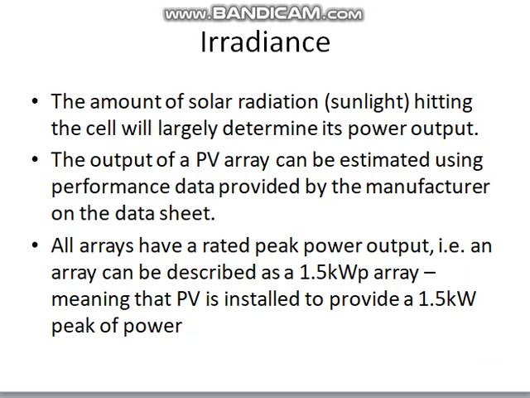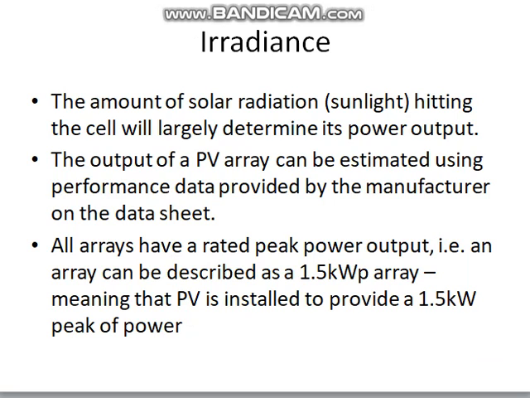Next we will discuss what irradiance is. The amount of solar irradiation. Irradiance we normally call the amount of sunlight hitting the solar panel or cell. Whatever sunlight hits the cell largely determines the power output. So the power output of a PV array can be estimated using the performance data provided by the manufacturer. The irradiance we calculate with the help of a pyranometer.